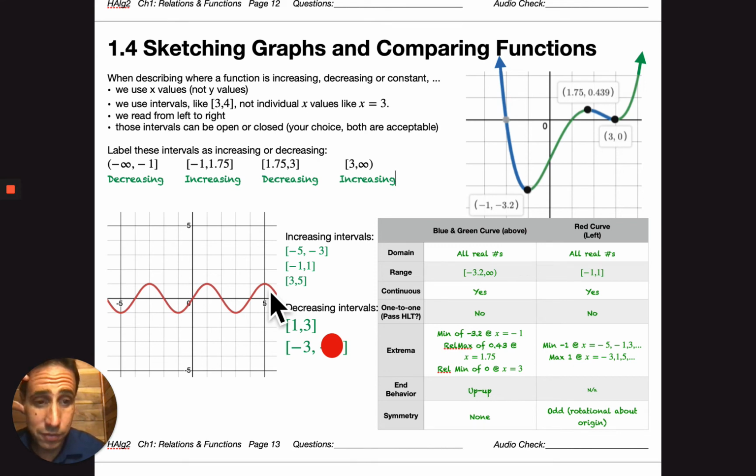What's the end behavior? Well, it doesn't really apply here because it's not going to positive infinity, it just squiggles. So we're not really going to answer what the end behavior is. This does have some very interesting symmetry. If you put your finger right here and you spin the paper around 180 degrees, then you'll get an exact copy of the graph. We say that it is an odd function because it has rotational symmetry about the origin.